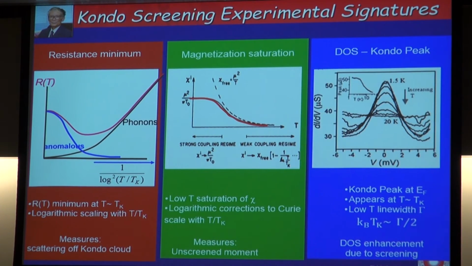The third signature is the cloud itself. When you have this large concentration of electrons that screen the moment, you're going to get a peak at the Fermi energy in the density of states. The peak is pinned to the Fermi energy, and its width is a direct measure of the Kondo temperature. It's a Fano line shape, and from it you can extract the Kondo temperature. So these are the three main signatures of the Kondo effect.